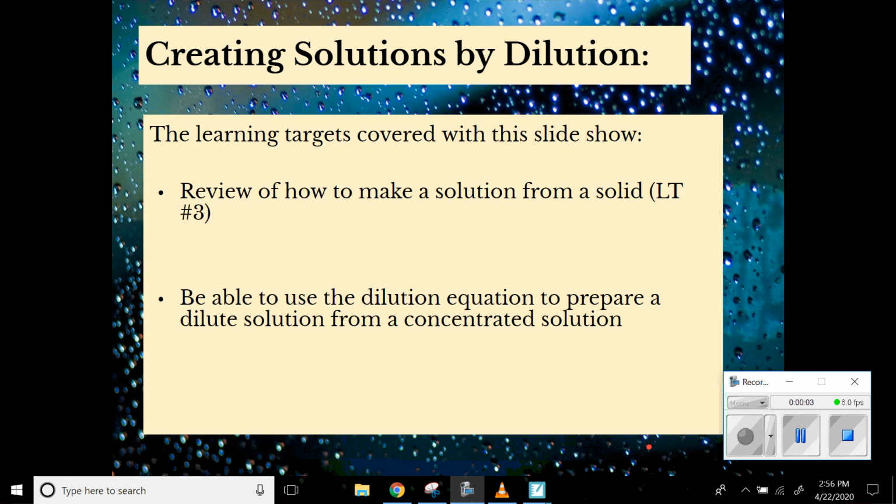Right, so this particular slideshow is going to cover creating solutions by dilution. I'm also going to review how to make a solution from a solid, usually an ionic solid that can dissolve in water. That was covered in learning target number 3. And we're going to review that again because making solutions is a really important skill that you need to have for chemistry. And then we're going to learn the dilution equation to prepare a dilute solution from a concentrated solution.